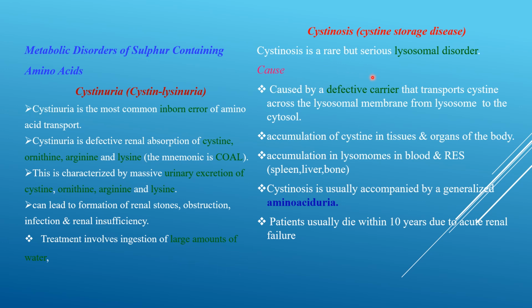Then cystinosis is a rare but serious lysosomal disorder. It is caused by a defective carrier that transports cysteine across the lysosomal membrane from the lysosome to the cytosol. Due to this defect, there is a severe accumulation of cysteine in the tissues and various organs of the body, and in the blood and reticuloendothelial system, like the spleen, liver, and bones. Cystinosis is usually accompanied by generalized aminoaciduria. Patients usually die within 10 years due to acute renal failure.